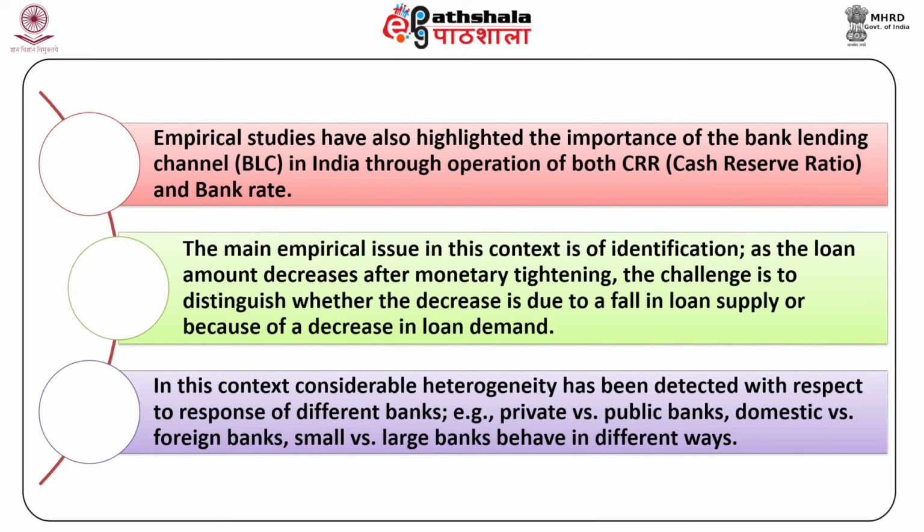The main empirical issue in this context is of identification, as the loan amount decreases after monetary targeting. The challenge is to distinguish whether the decrease is due to a fall in loan supply or because of a decrease in loan demand. In this context, considerable heterogeneity has been detected with respect to response of different banks. For example, private versus public banks, domestic versus foreign banks, small versus large banks behave in a different way.